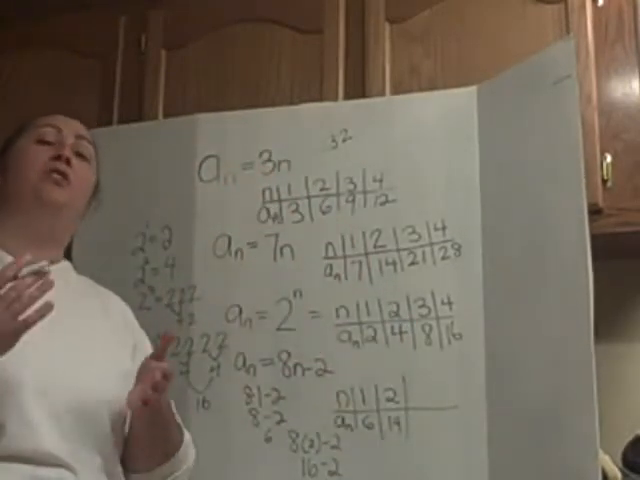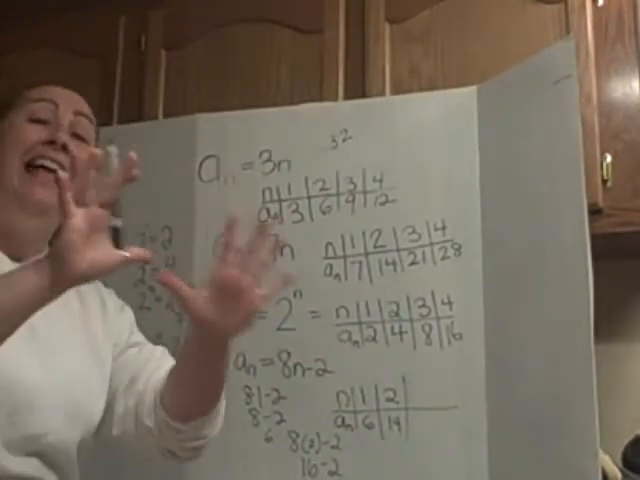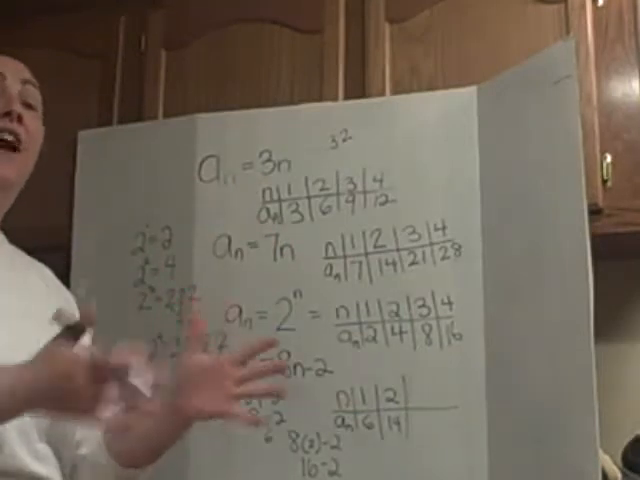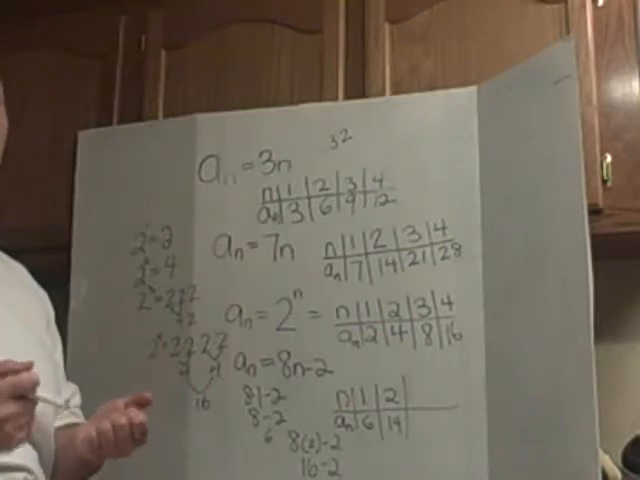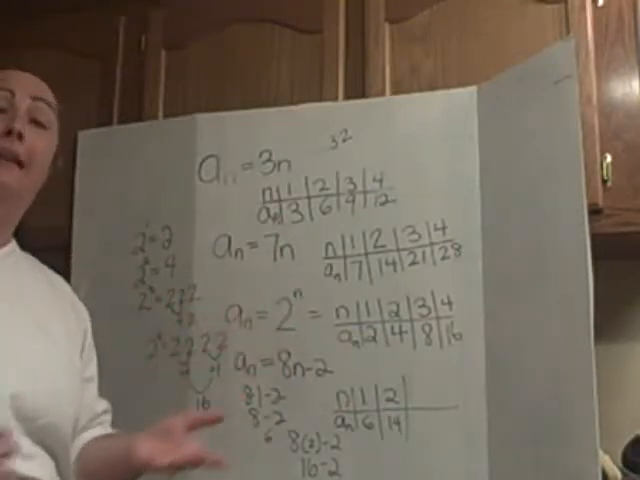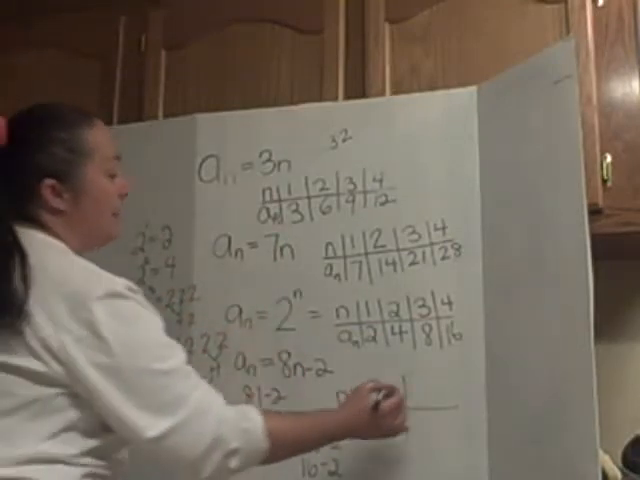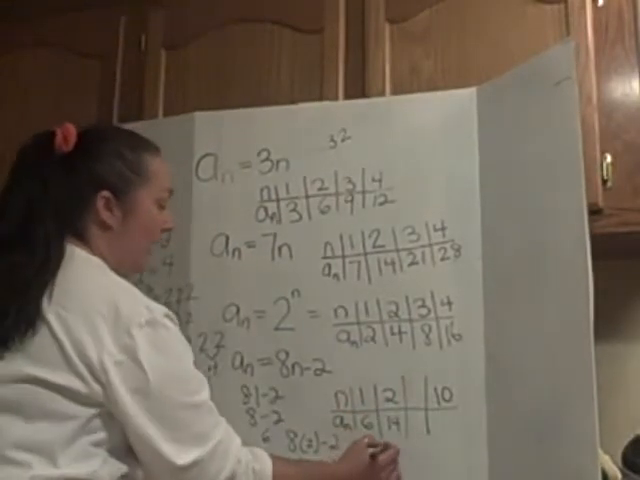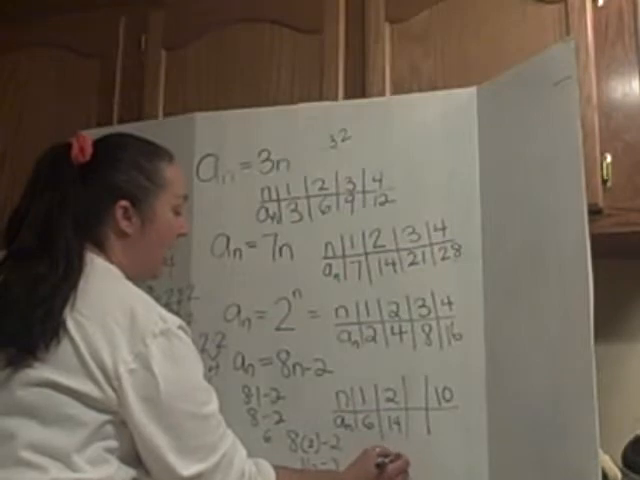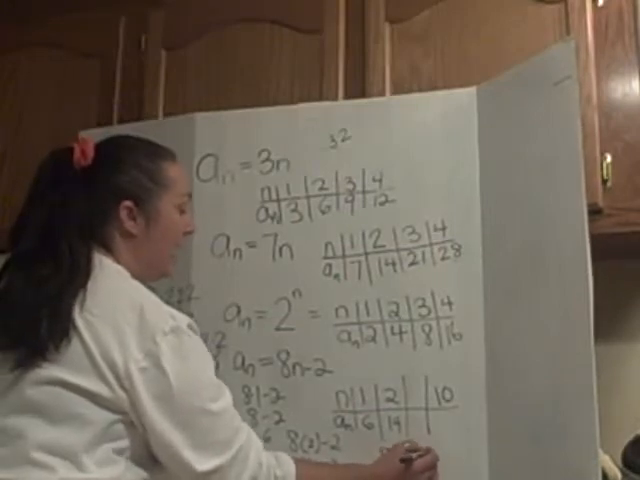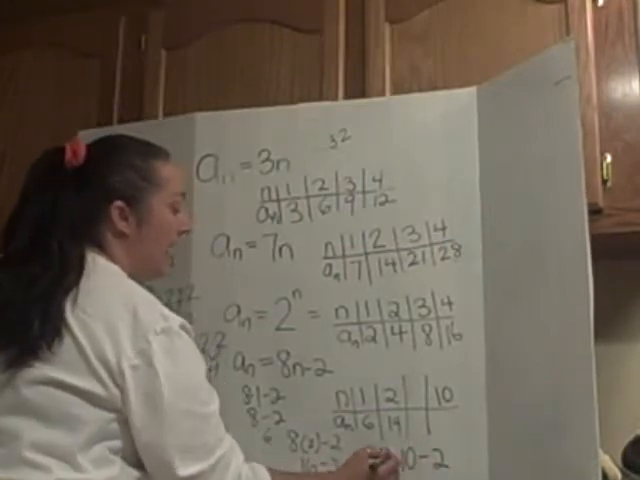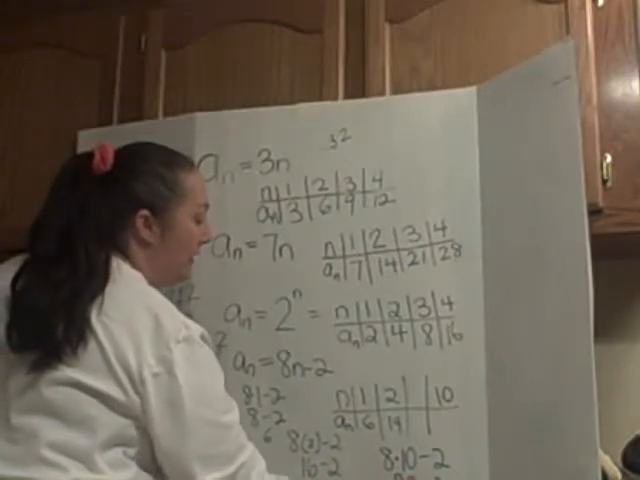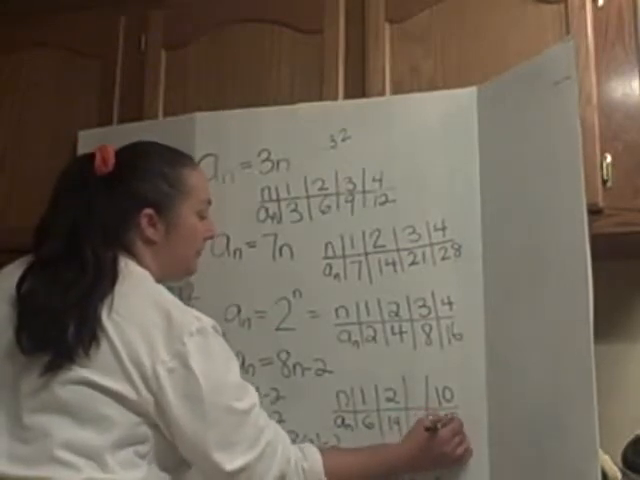Sometimes the question is going to ask you to find the 10th term of a sequence. If you're asked to find the 10th term of a sequence, then you would simply plug in 10. If I'm asked to find the 10th term, it would be 8 times 10 minus 2. 8 times 10 is 80. 80 minus 2 is 78.